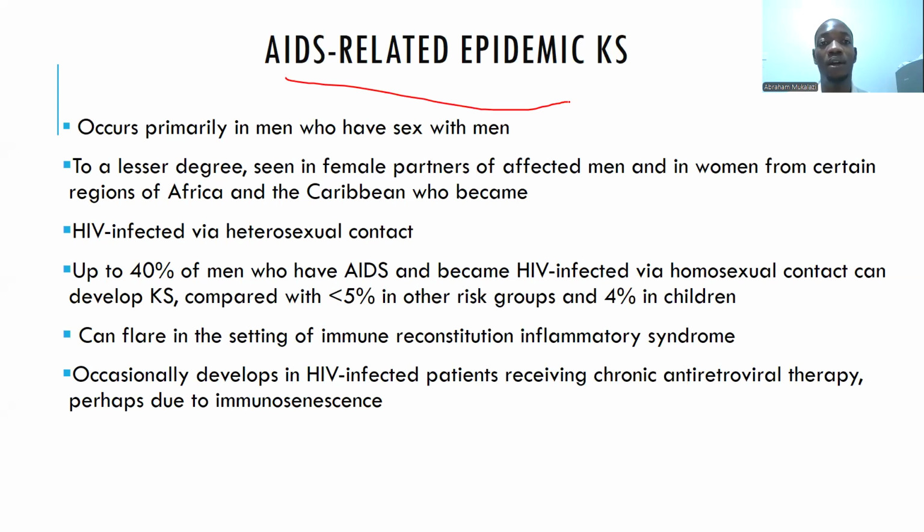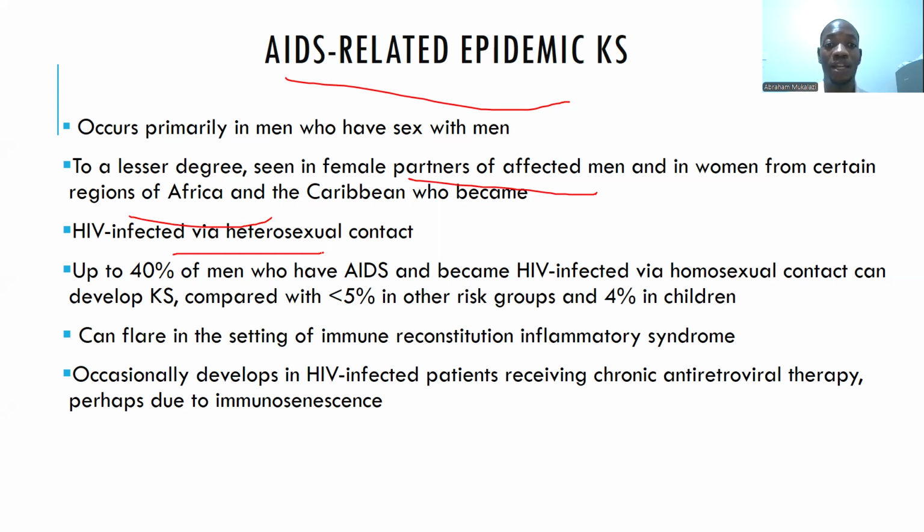Primarily it could occur in men who have sex with men, and this particular group was also associated with a higher prevalence of HIV compared to the rest of the population. They also had this malignancy as one of the AIDS-defining cancers. To a lesser degree, it was also seen in female partners of affected men and women of certain regions in Africa and the Caribbean who became HIV positive via heterosexual contact. Up to 40% of men who have sex with men and have HIV had Kaposi sarcoma, compared to 5% in the other risk groups, those who were heterosexuals, and 4% in children with HIV.